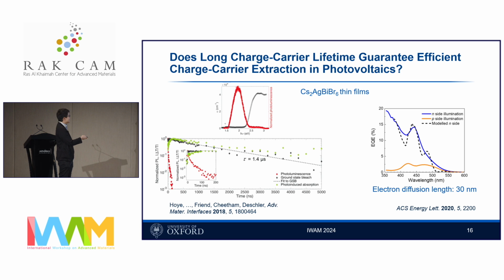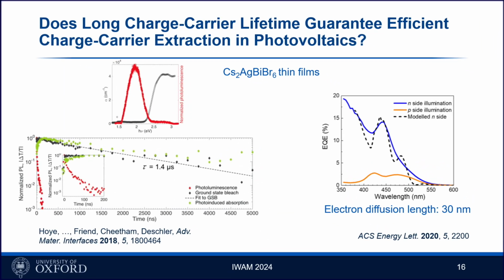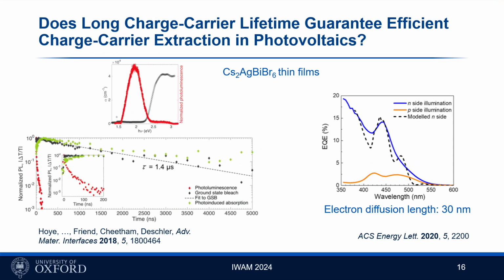So this is quite a nice work we did with Tony Cheetham a few years ago on looking at cesium silver bismuth bromide double perovskites. And what we observed, and what other groups observed as well, is that if you look at the decay in the photogenerated charge carriers, the time constant for that is very long. So we have a time constant of 1.4 microseconds.